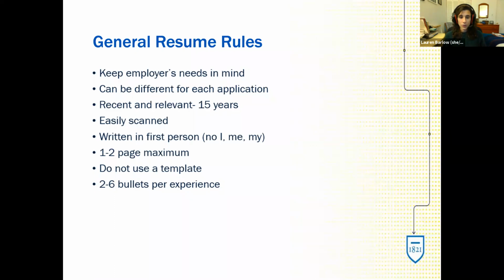For each experience you add to the resume, you should have 2 to 6 bullet points. This also gets at that easily scannable piece. When a person's looking at your resume, the human brain can most likely digest up to about 6 bullet points before moving on to the next experience. Also, if you only have 1 bullet point underneath an experience, I would encourage you to think about why that experience is on the resume and what it's really telling the employer about you. When we're writing bullet points, we're going to use an action verb, task, impact outline, and I'm going to get into that a little bit later.